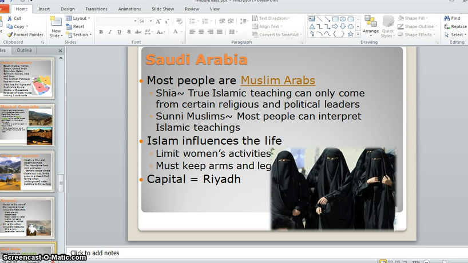Islam influences the life for people. In traditional Islam, women have very few rights and very few roles. As you can see in the bottom right, that is what women are many times required to wear out in public. It is seen as obscene for a woman to show her face, and any more than her hands and her eyes are seen as obscene within Islam. So girls, if you are wanting to go to this area, be cautious, I guess, because that's seen as how women are supposed to dress. They must keep arms and legs covered.